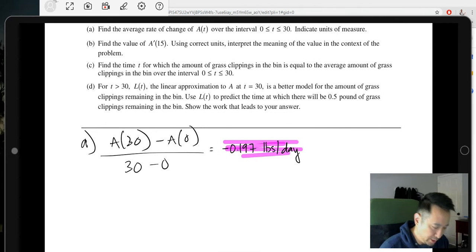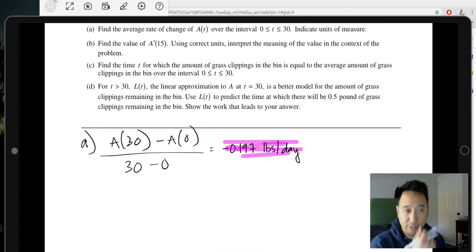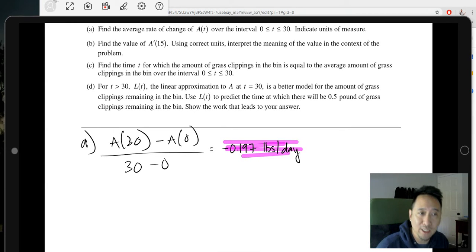Okay, letter B, find the value of A prime of 15 using correct units. Interpret the meaning of the value in the context of the problem. So if A of t is the amount of grass clippings remaining in the bin, A prime would be the rate of that amount, whether it's decomposing or increasing. The problem already tells you it's going to be decomposing. You're not going to have increasing grass clippings. It's not going to grow, right? It's decomposing, so the amount is going to decrease over time.